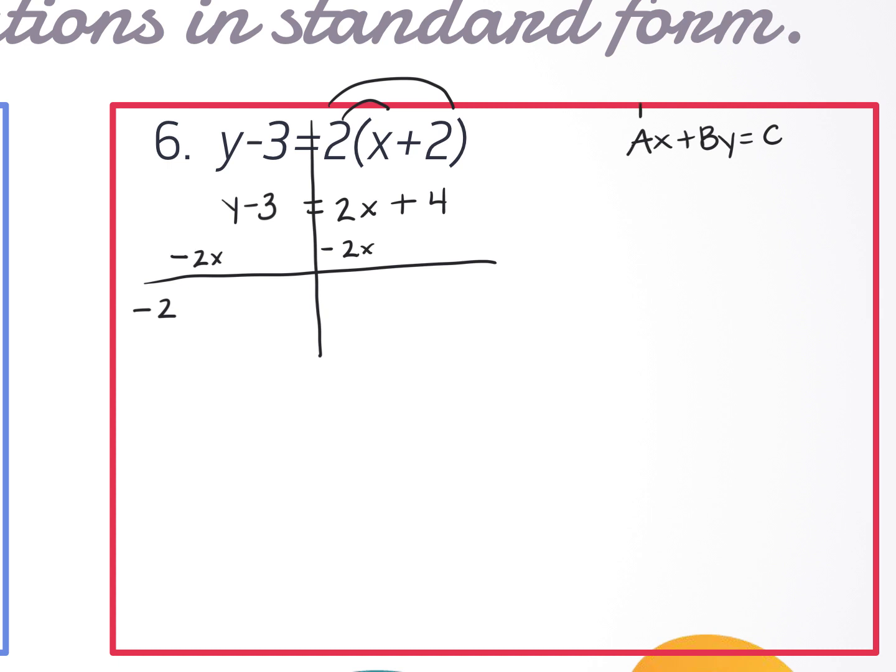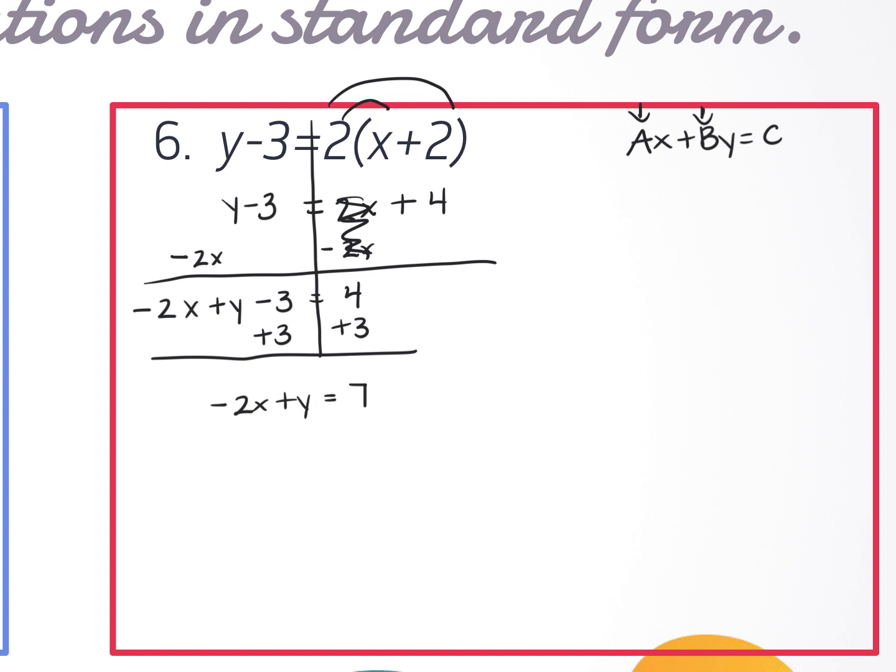A would just be whatever the number in front of the x is, and b is the number in front of the y. So negative 2x, that's a positive y, minus 3 equals, these ones are gone. I'm going to say 4. Okay, I still have that minus 3 on the left, and we can't have that, so I'm going to say plus 3, plus 3. Okay, so now I have negative 2x plus y equals 4 plus 3 is 7.